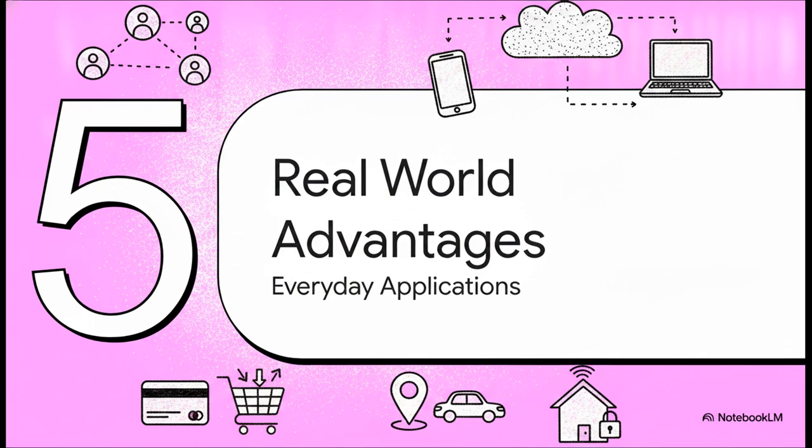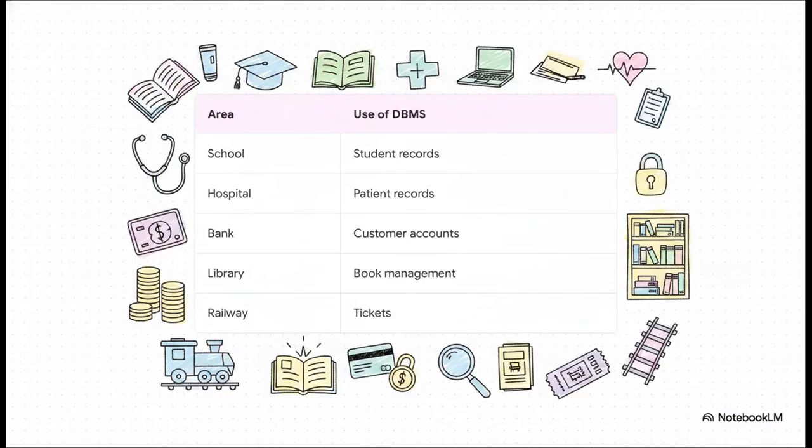Section 5. Advantages in the real world. As you'll see, the DBMS perfectly solves information tracking across entirely different industries. In schools, it manages student records. In hospitals, it tracks critical patient histories. Over in banks, it calculates customer accounts securely. In libraries, it logs book management. And in railways, it ensures your ticket reservation actually gets you a physical seat on the train.